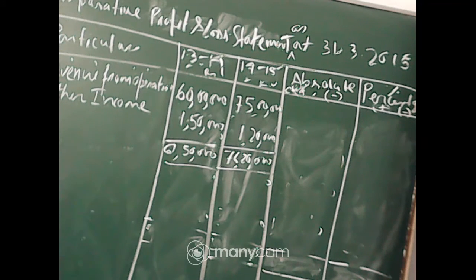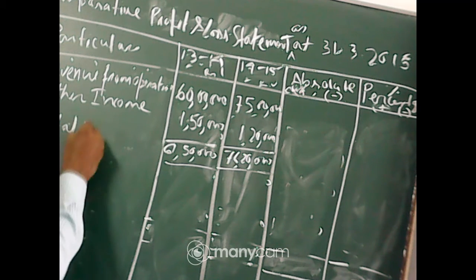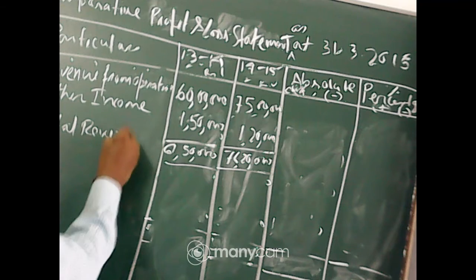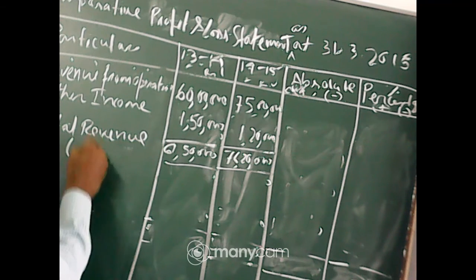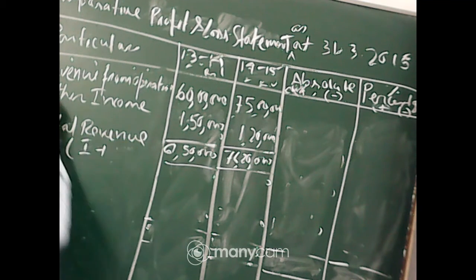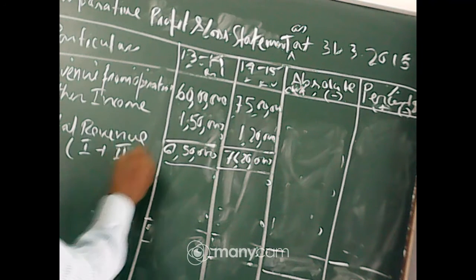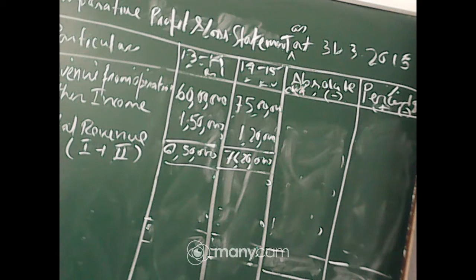Now this is number 3, total revenue. Total revenue, that is 1 plus 2. Now come to expenses, number 4. Less expenses.